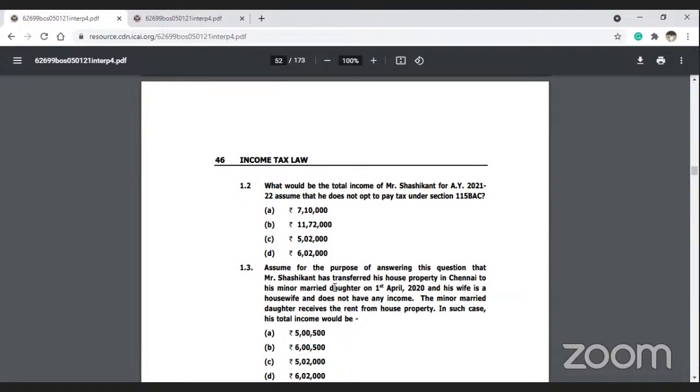So you'll get 1,500 exemption because the minor married daughter's income will be clubbed in the hands of the father. But he will not get that exemption for a minor married daughter? Yes, he still gets the exemption. Sir has said minor. Yes, still the exemption is available. Option number A, I guess. Yes, A.